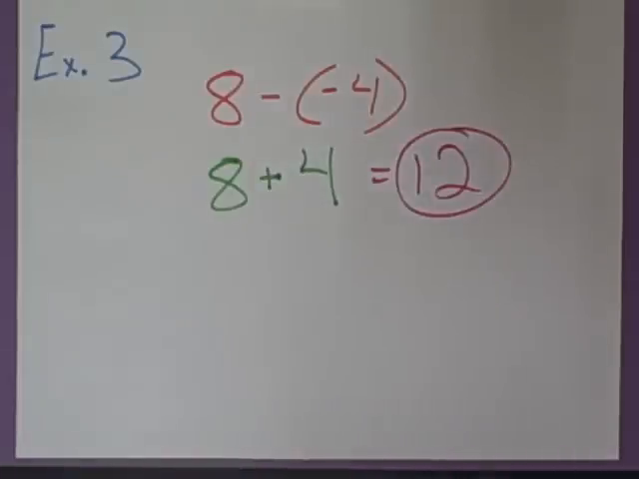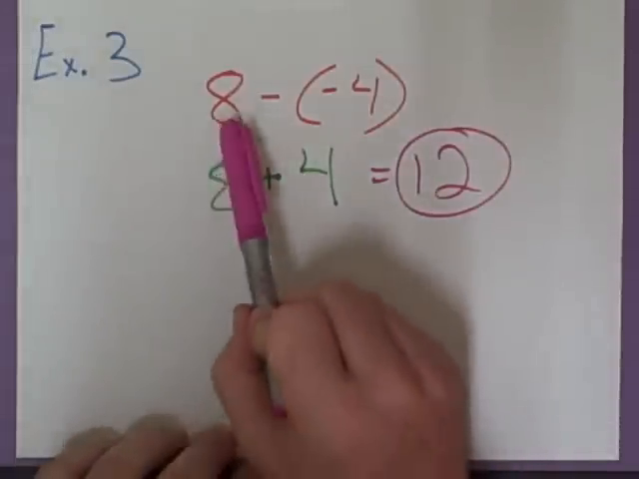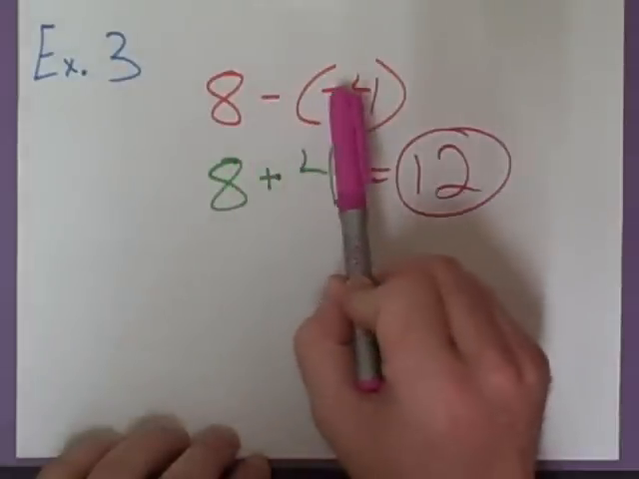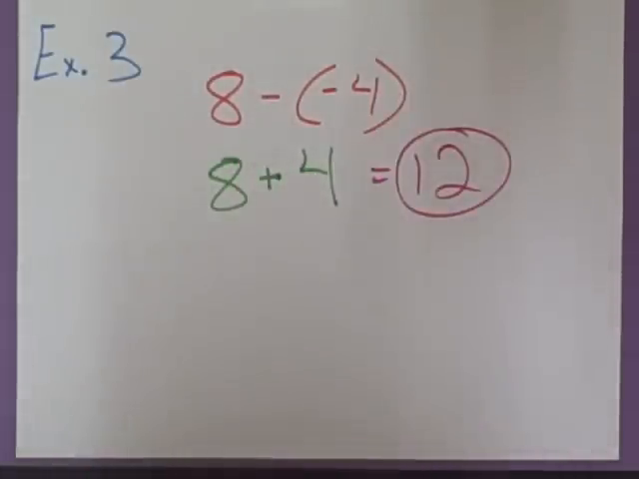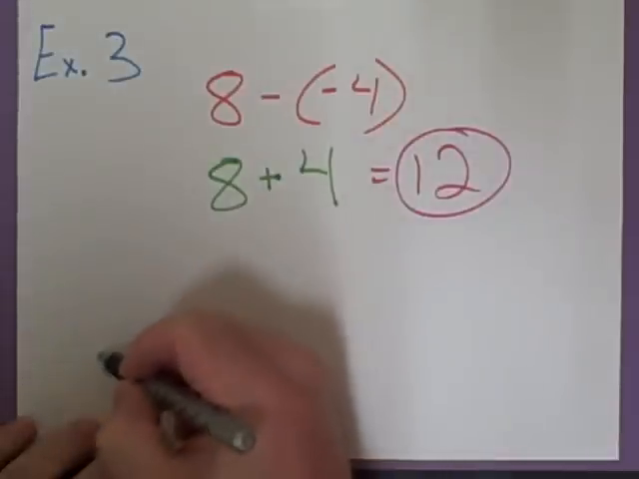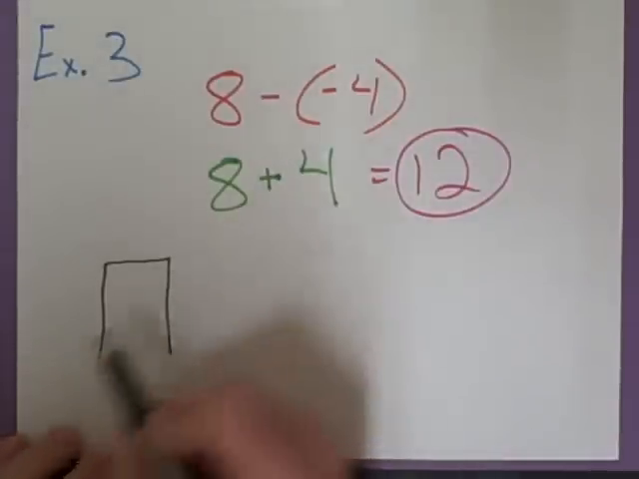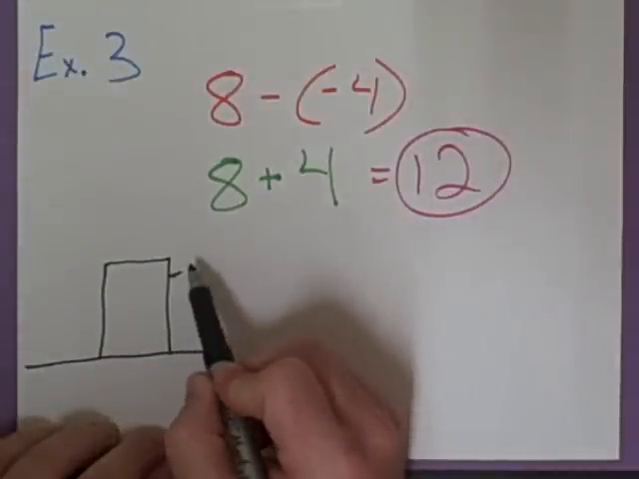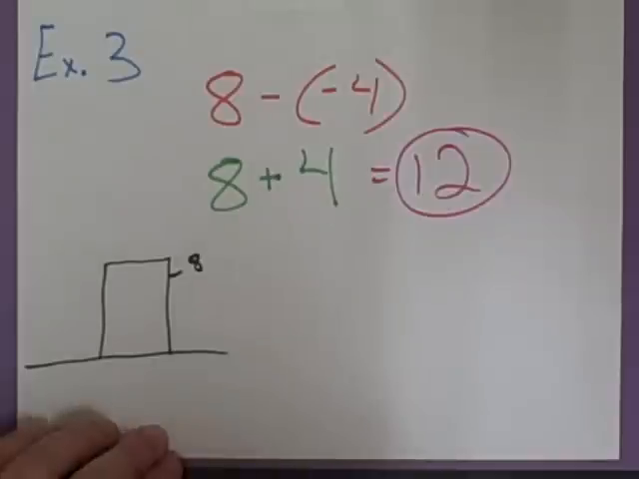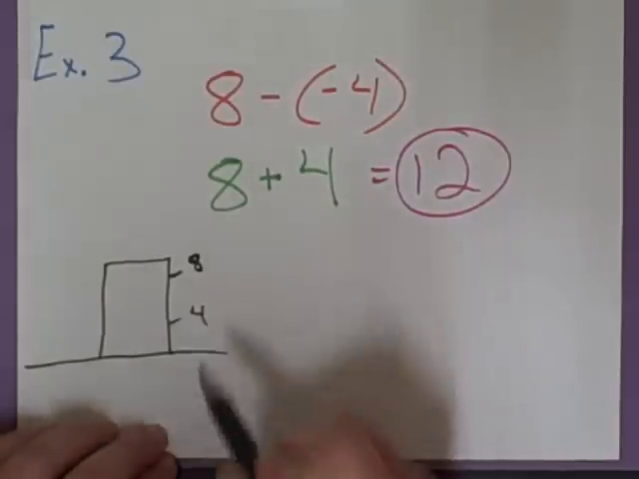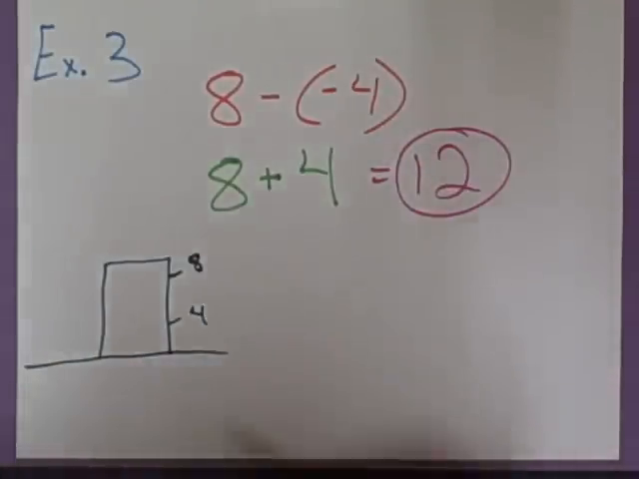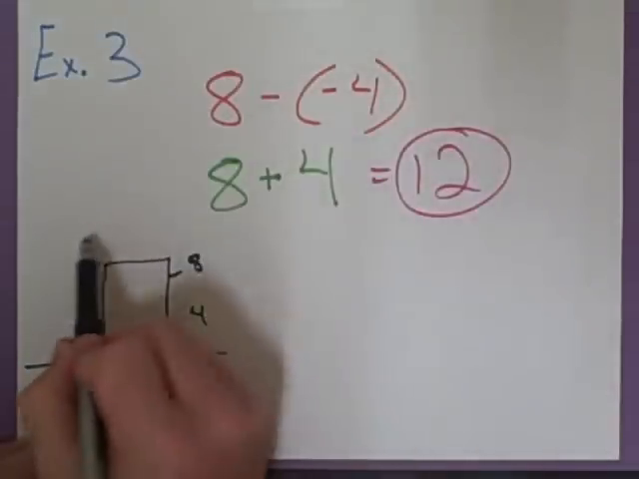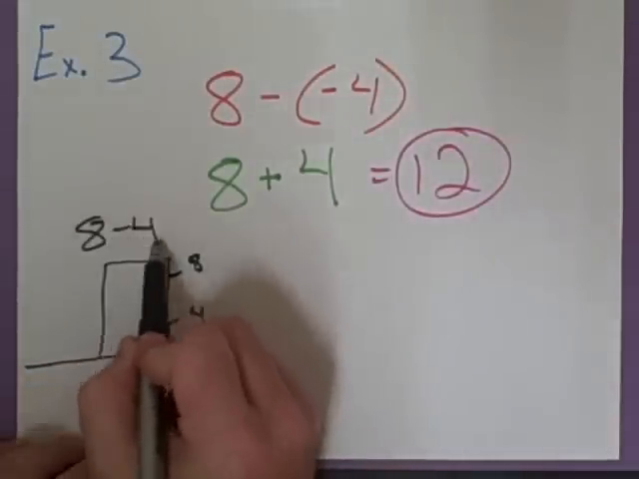Okay. Let me try to explain why we have an 8 minus negative 4. Let's say you're in a building, and your friend is on the 8th floor and you're on the 4th floor, and you wanted to figure out how far apart you were. You would find the difference, and the difference would be 8 minus 4.